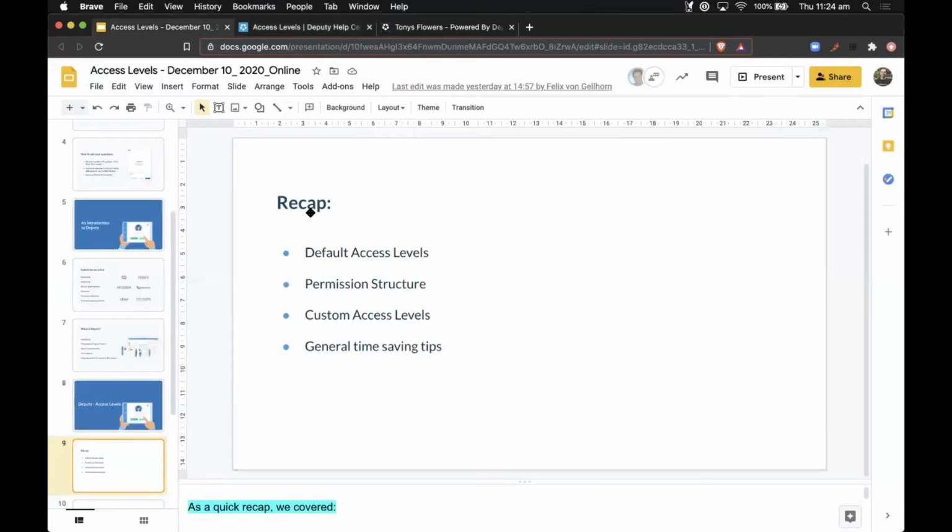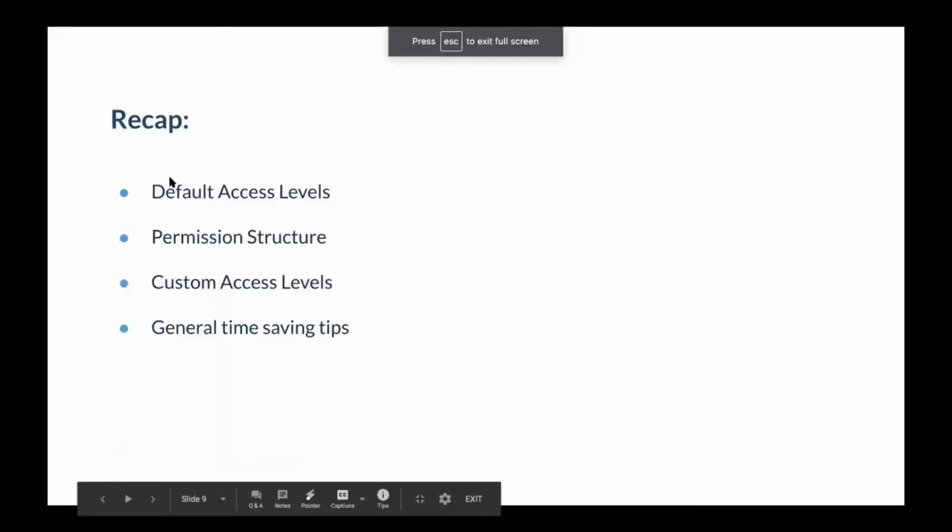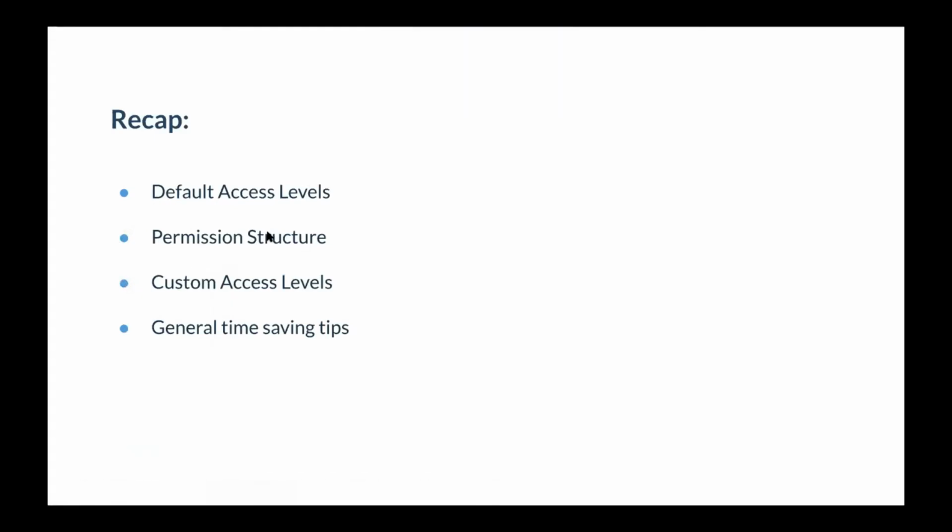What that leaves me with is a quick little recap of what we covered today. We covered the defaults. We went through the permission structures of who reports to who and that sequence of events. And lastly, we went through the custom access levels as well as the general time-saving tips about how to set up an employee, check what location they work at, decide on the actual access level that you're assigning them, and then send off your invitation.